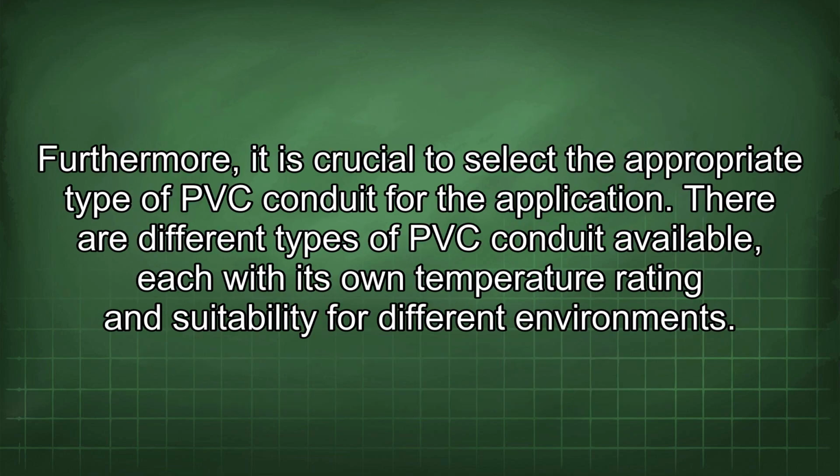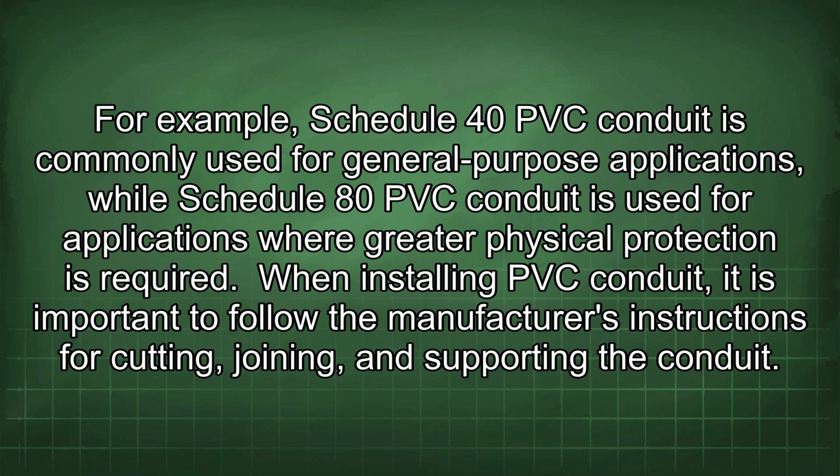Furthermore, it is crucial to select the appropriate type of PVC conduit for the application. There are different types of PVC conduit available, each with its own temperature rating and suitability for different environments. For example, Schedule 40 PVC conduit is commonly used for general-purpose applications, while Schedule 80 PVC conduit is used for applications where greater physical protection is required.